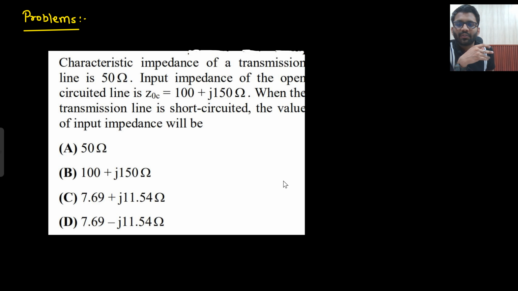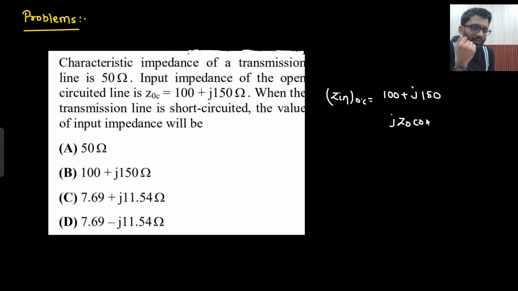Characteristic impedance of a transmission line is 50 ohm. The input impedance of the open circuited line, or you can say open circuited load, is given as this. You need to find, when the transmission line is short circuited, what will be the value of input impedance? What is the input impedance given when the line is open circuited? That is given as 100 plus j150. And what formula have we studied for open circuited? Minus j Z0 cot beta L. That is for a lossless transmission line.